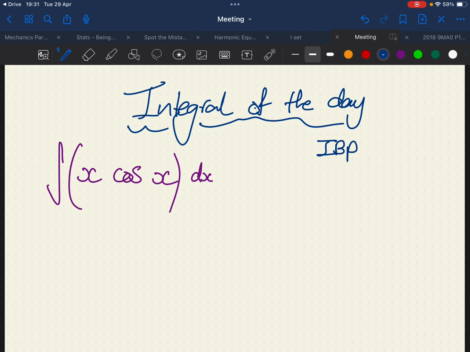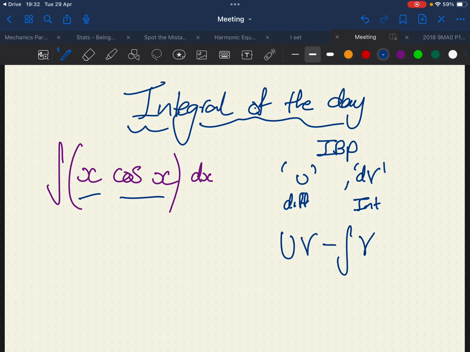Integration by parts says if you can view two pieces written as a product as a u piece, so this is a piece that we can differentiate, and another piece as the dv piece, that is a piece that we can integrate. If that's how you view two pieces that are a product to be integrated, we can use uv minus the integral of v du as a way to work this one out.